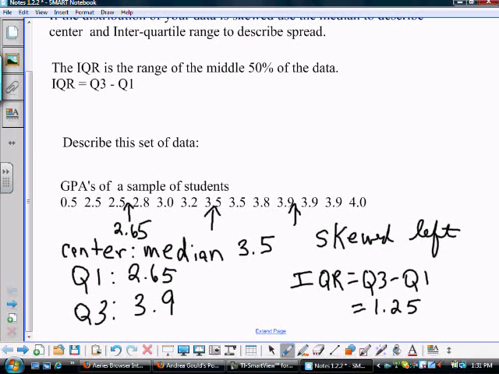The distribution, no, range and spread. Range is a measure of spread. So the distribution would be like a table of frequencies. A histogram shows a distribution, so it gives you values and then frequencies of those values, and that's actually the distribution.